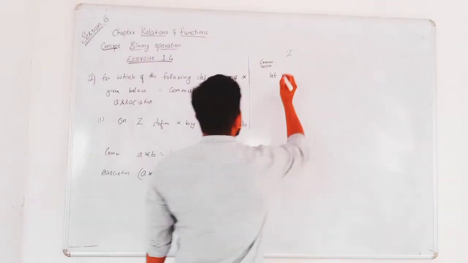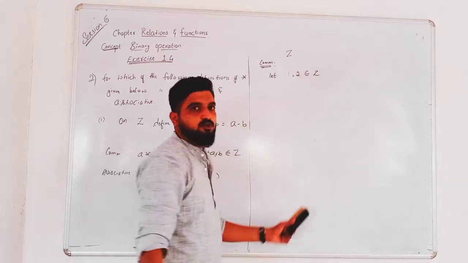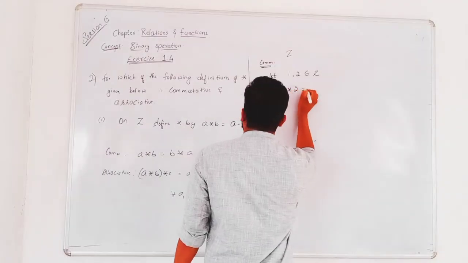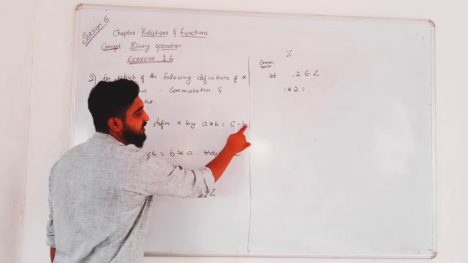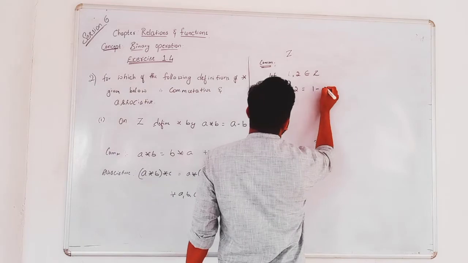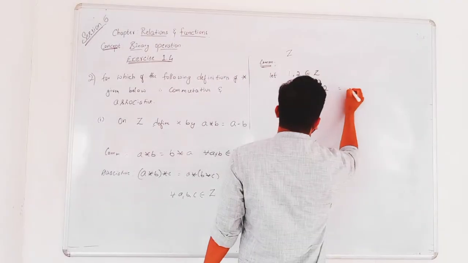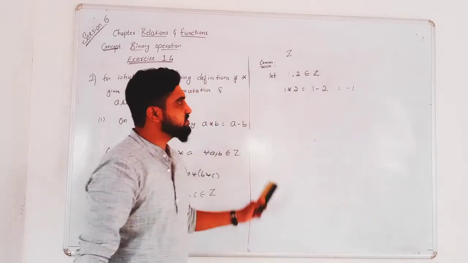So let me take 1 and 2. Let 1, 2 belong to Z. Clearly 1 and 2 are integers. Now what is 1 star 2 according to the definition? A star b is a minus b, so 1 star 2 is 1 minus 2. So what is 1 minus 2? The answer is minus 1.